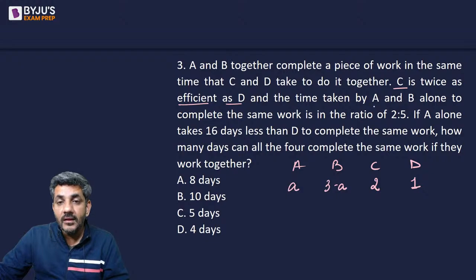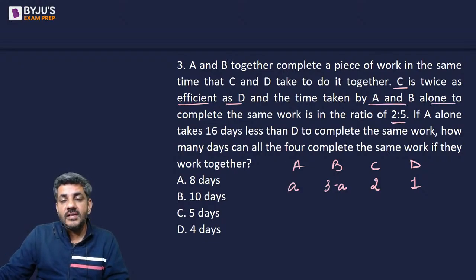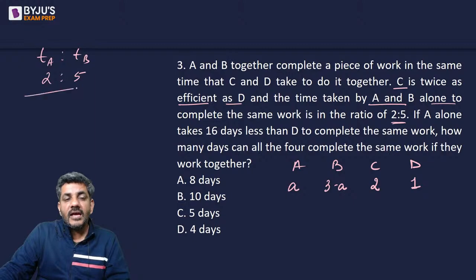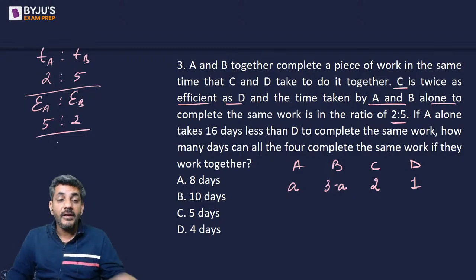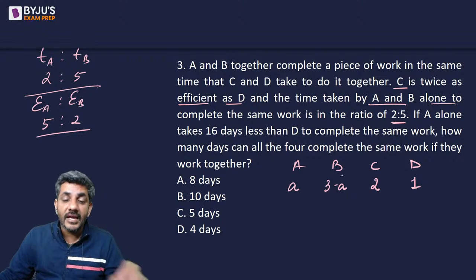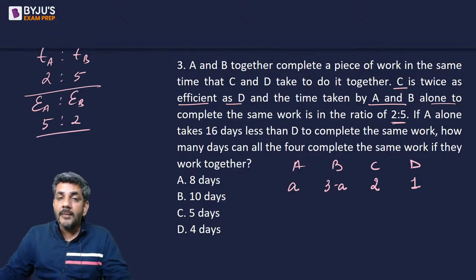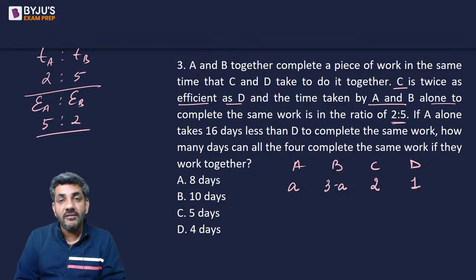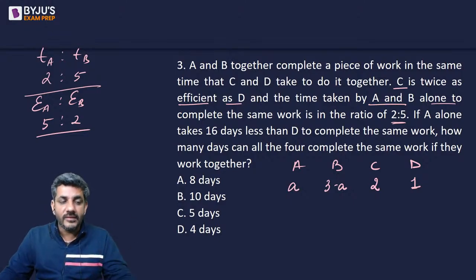What next? Time taken by A and B alone to complete the same work is in the ratio of 2 is to 5. If the time taken by A and B are in a ratio of 2 is to 5, can I say that the efficiency of A and B must be in a ratio of 5 is to 2? But we know that their efficiencies are A and 3 minus A. Now the sum of A and 3 minus A is 3, and the sum of 5 and 2 is 7. So let's just do one thing.